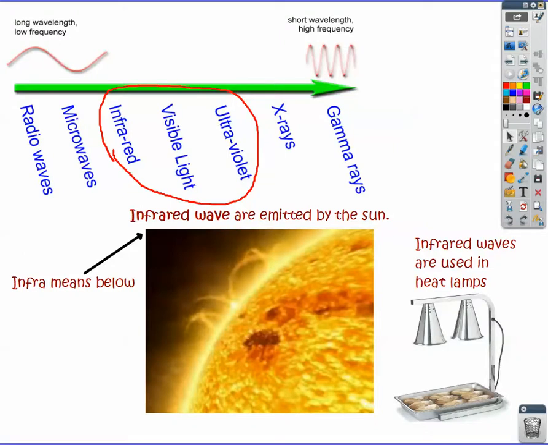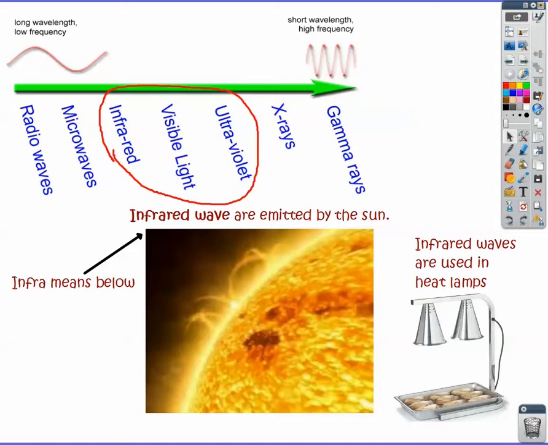Our next type of wave is infrared waves. Now when you get into this batch of the electromagnetic spectrum, we start to get waves where we get a lot of them from the sun. Infrared, that prefix infra means below. So these are waves that have a frequency below that of the color red. These are waves that we can't see, but we do feel them. We feel them as heat.